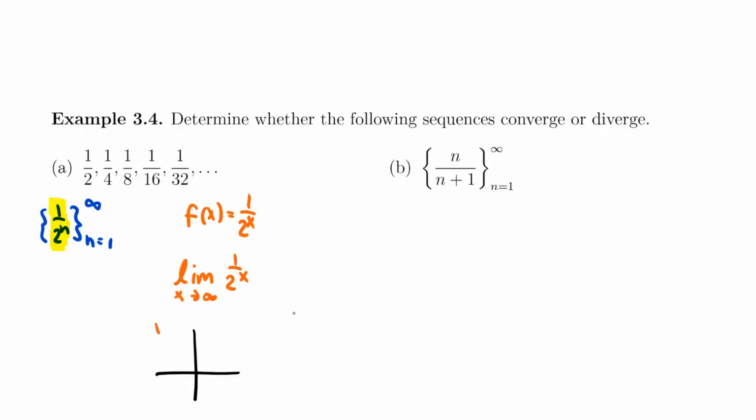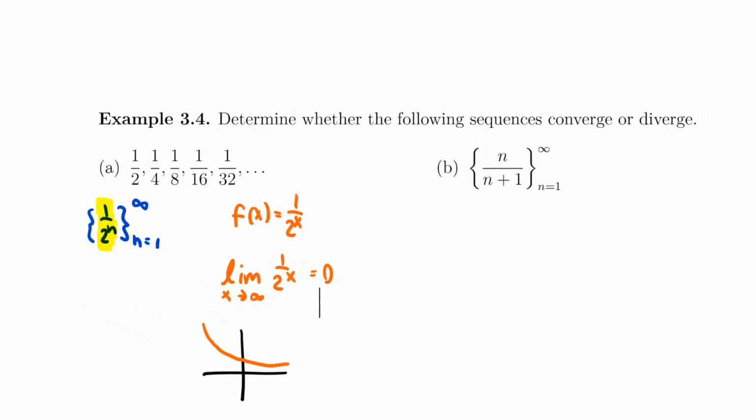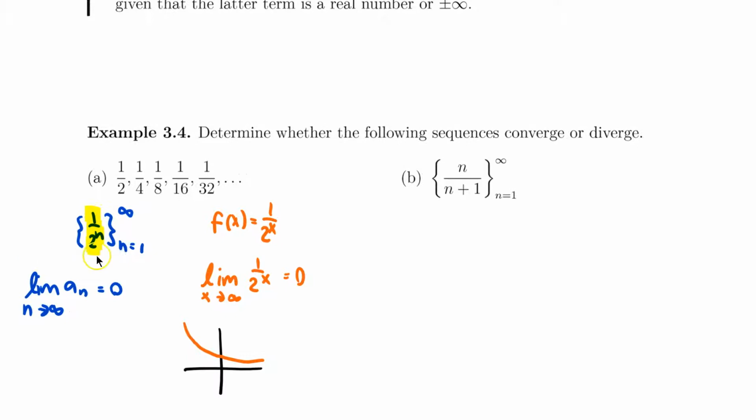1 over 2 to the x looks somewhat like this, and as you can see, as x goes to infinity, the value of my orange function keeps decreasing and it's coming down to 0. So this limit is just equal to 0. What that means is, if I look at the limit of the corresponding sequence, the limit of a sub n when n goes to infinity is also going to be 0. So basically, we can find the limit of a sequence by pretending that it is a function.